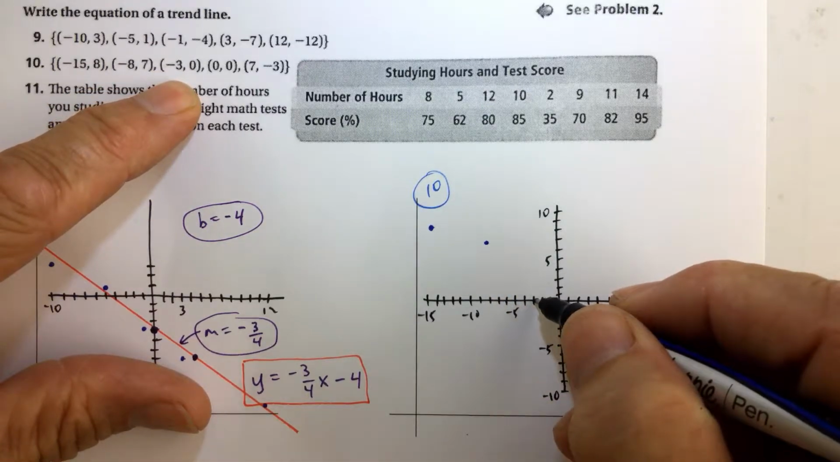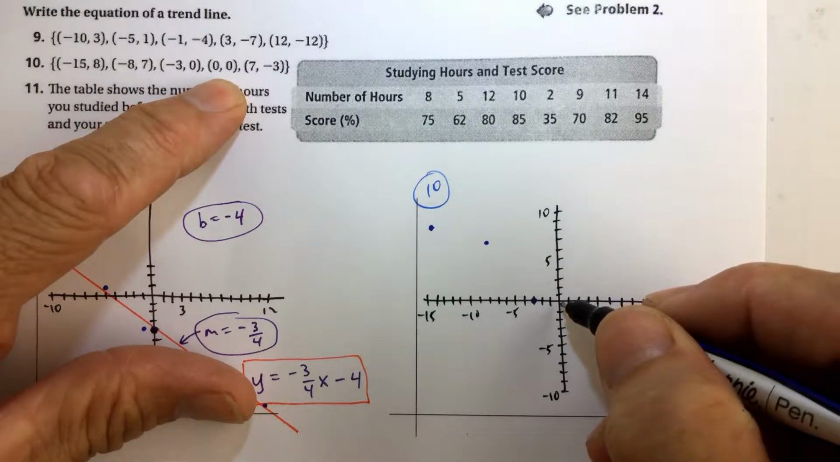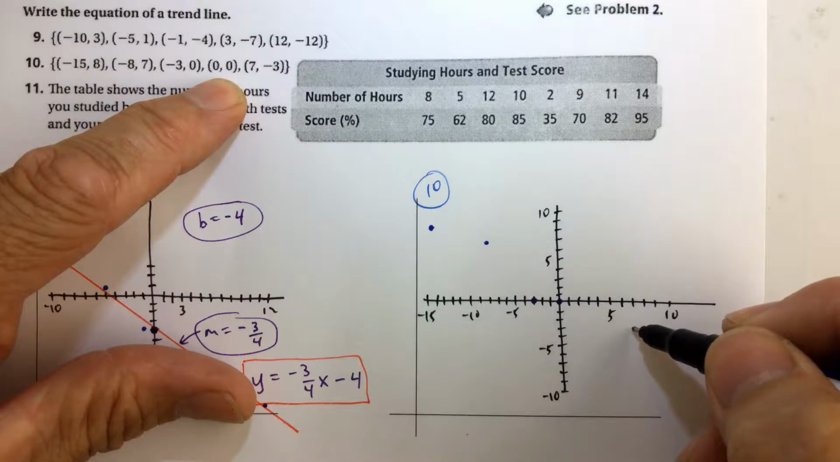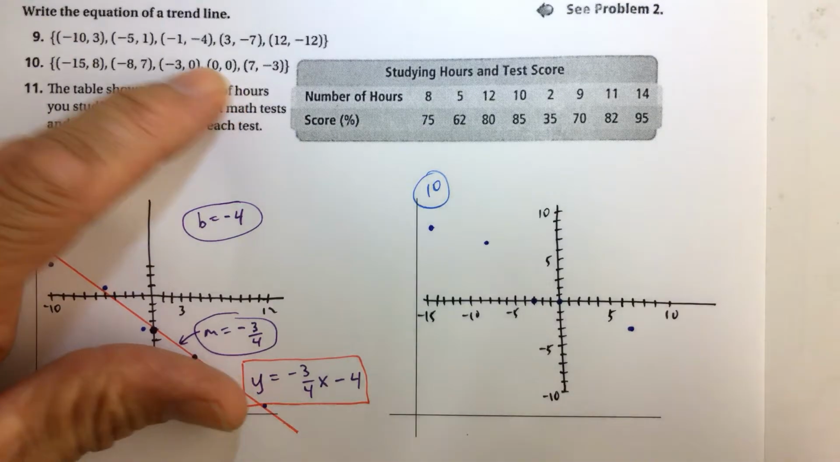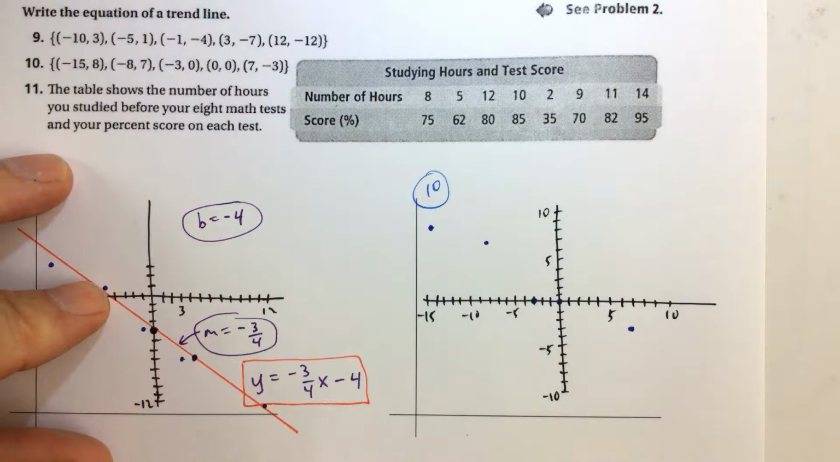Negative 3, 0, 0, 0, and 7, negative 3. So these points don't actually line up quite as well as the last problem, but that's okay. It's just an approximation.